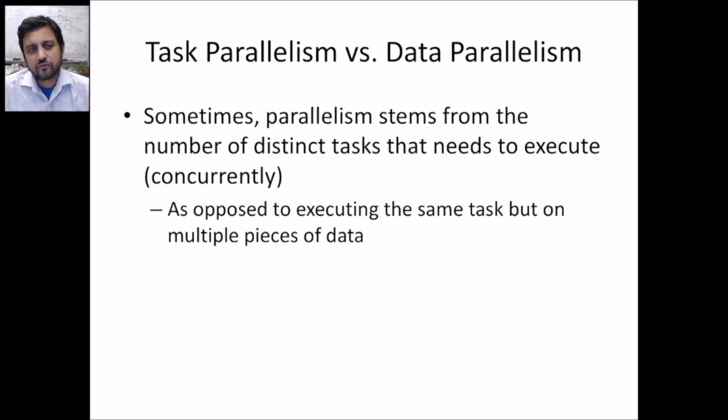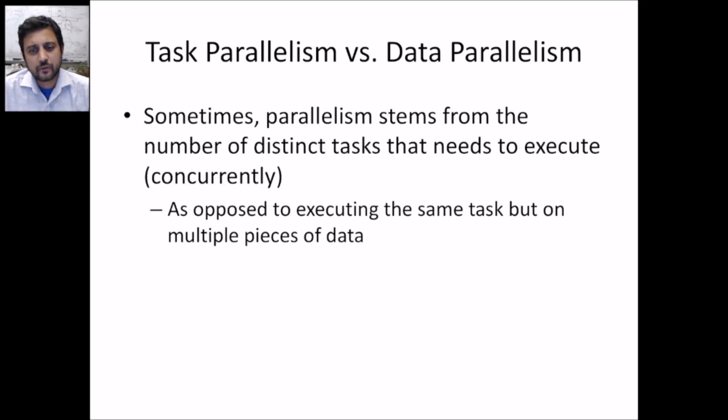There are primarily two forms of parallelism. One is called data parallelism and the other one is task parallelism. Sometimes it's easy to harvest parallelism by virtue of the fact that we have multiple tasks that need to be executed, and perhaps many of those tasks can be executed concurrently. This is what we refer to as task parallelism.